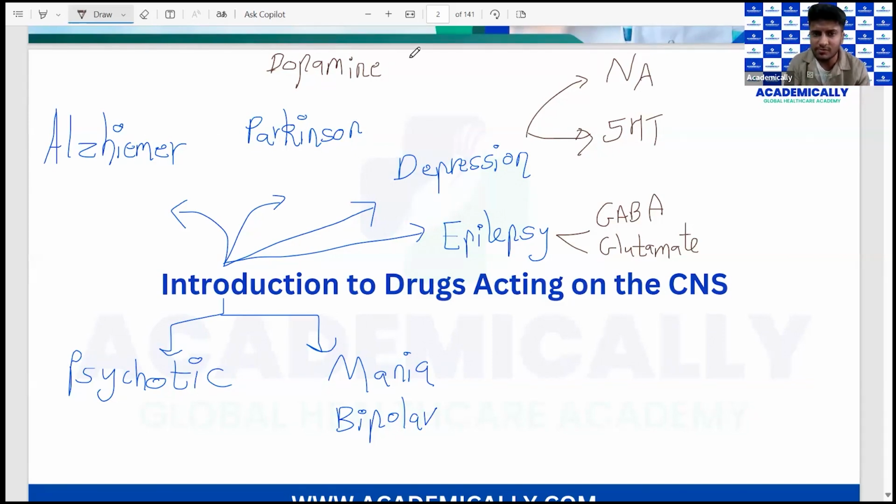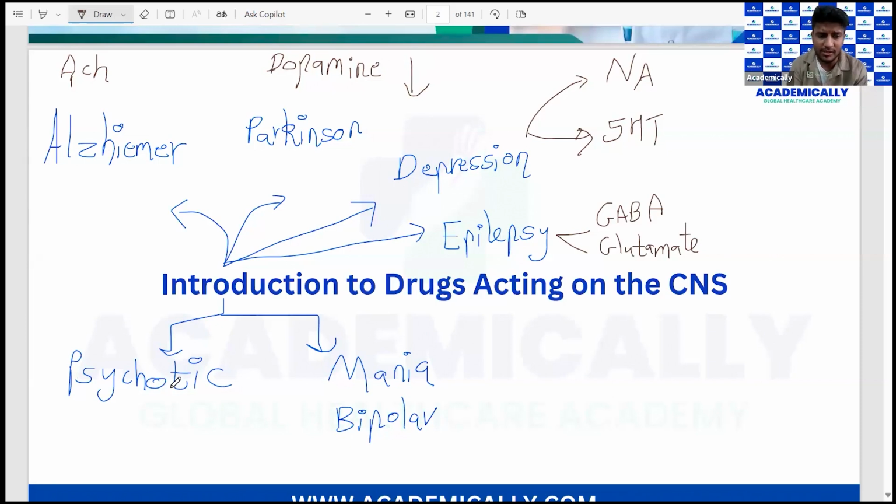So what drugs will we give? Either dopamine facilitators that increase the dopamine levels, or dopamine agonists. In Alzheimer's, mostly it is acetylcholine. So which drugs will we give in Alzheimer's? We will give cholinergic drugs. These cholinergic drugs help promote the acetylcholine levels, right? We give donepezil, rivastigmine, a lot of different agents that can be given in Alzheimer's disease.